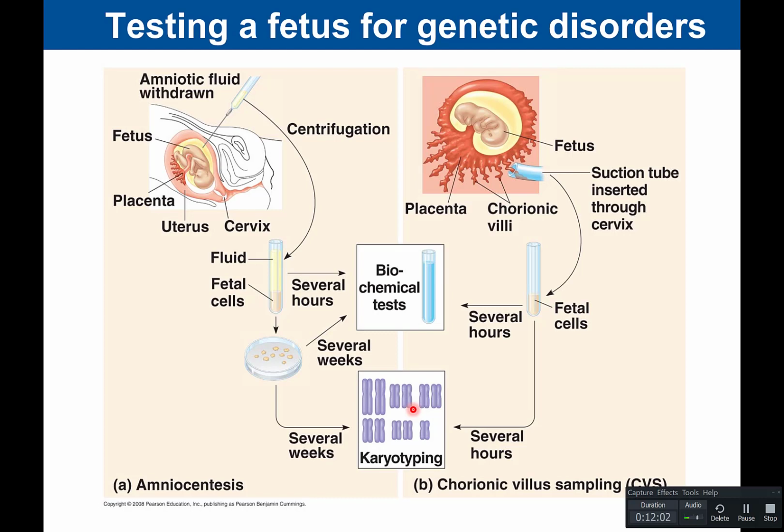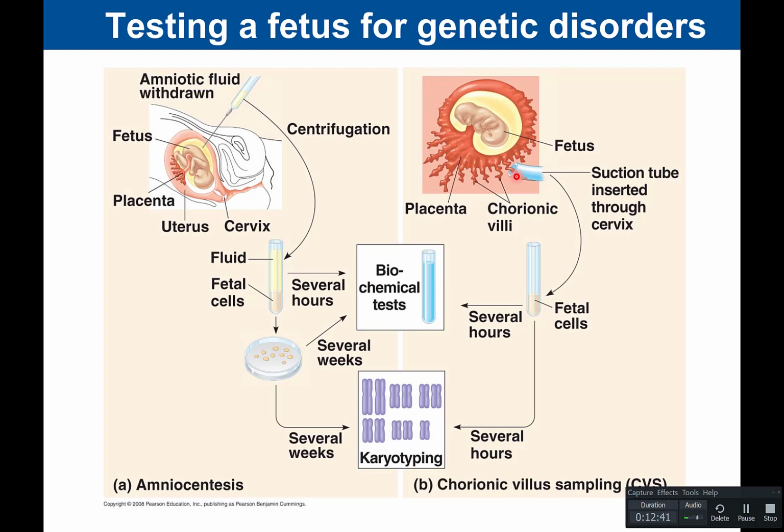The chorionic villus sampling can be done earlier at about 12 weeks. And in that method, what they're doing is they put a tube through the cervix, and it's a little suction tube, and they suck a little bit of this chorionic villi, which is derived from the placenta. And this will contain fetal cells. And again, they can do biochemical tests or karyotyping. Now, in CVS, it's an advantage in that it's much faster. It can be done earlier on in the pregnancy to see if there's a problem earlier on, etc.